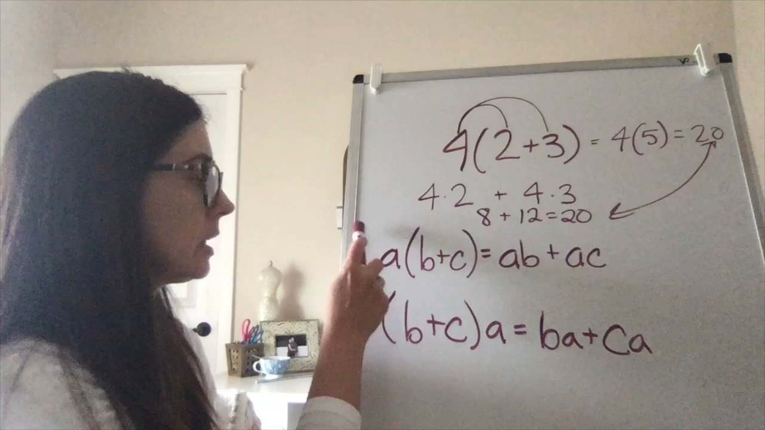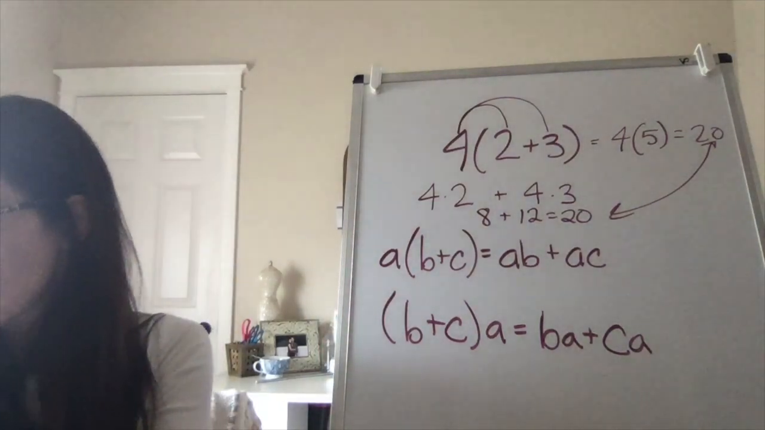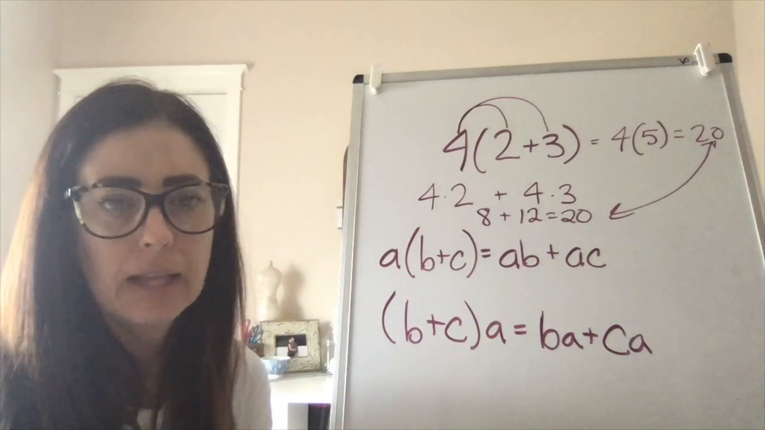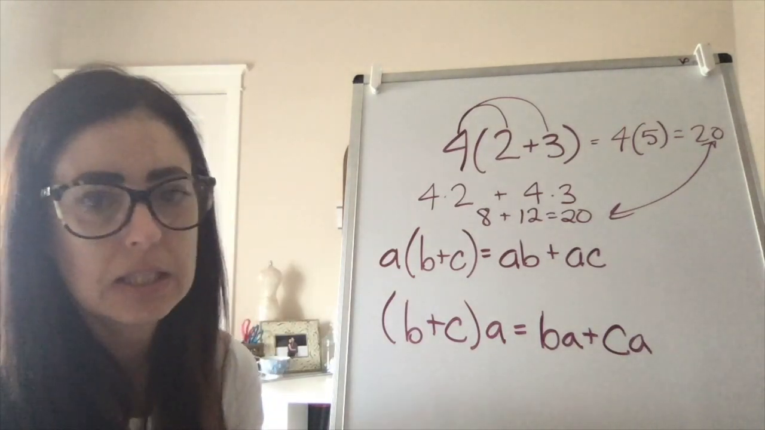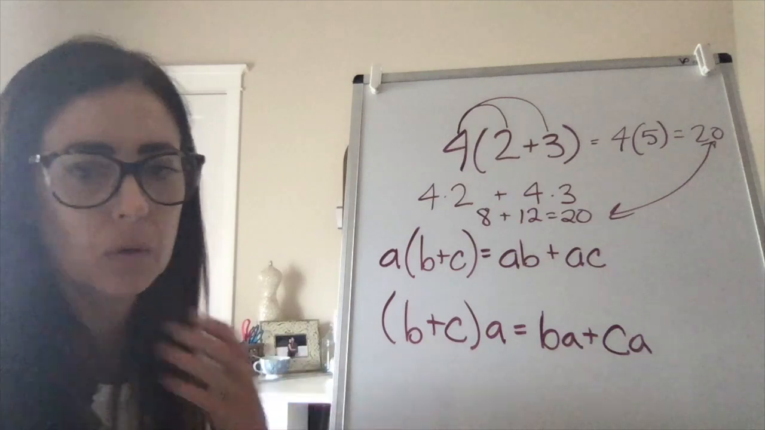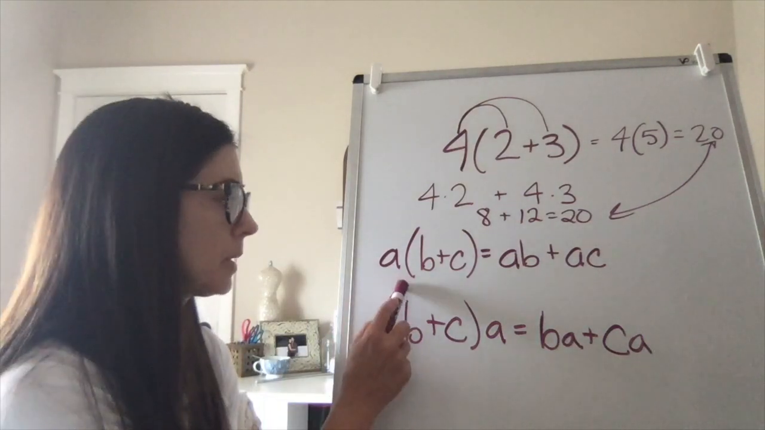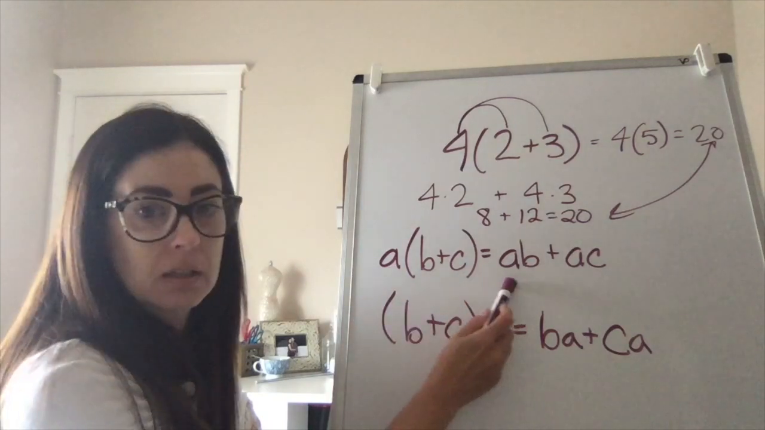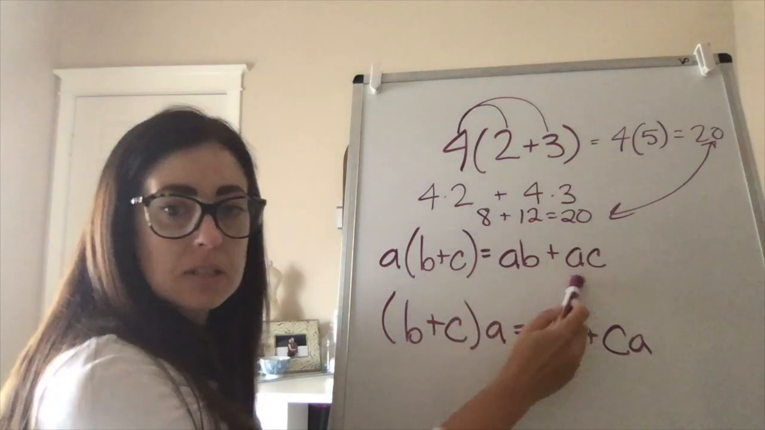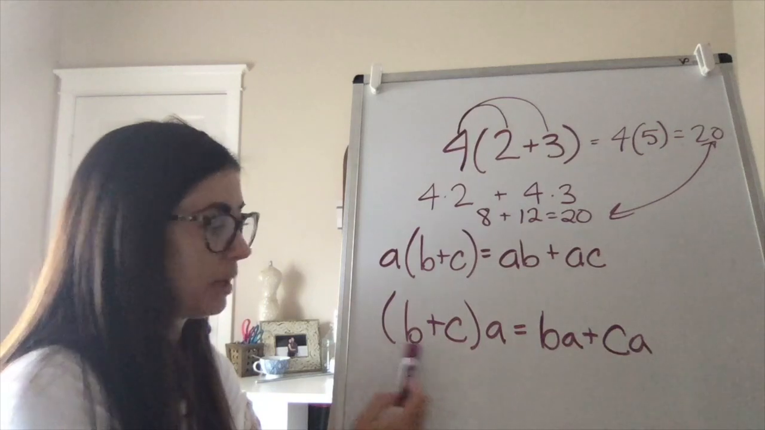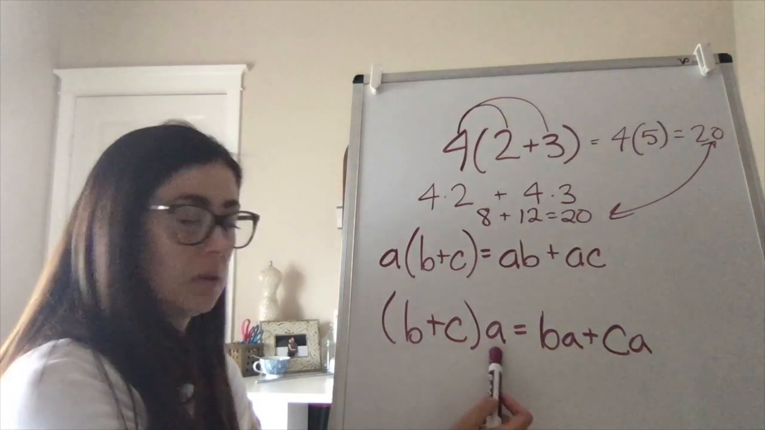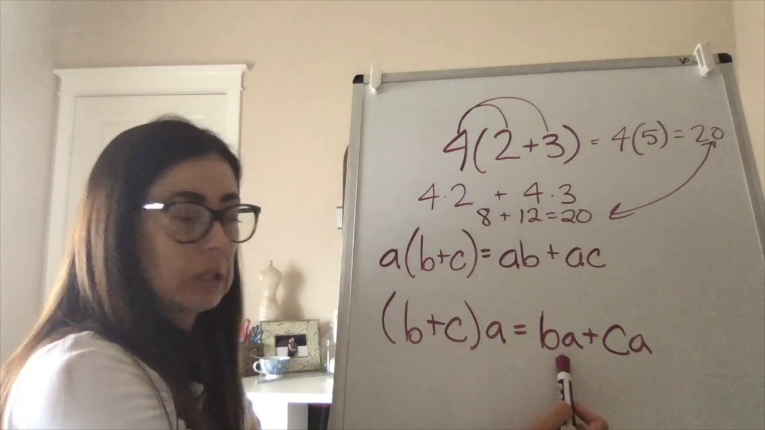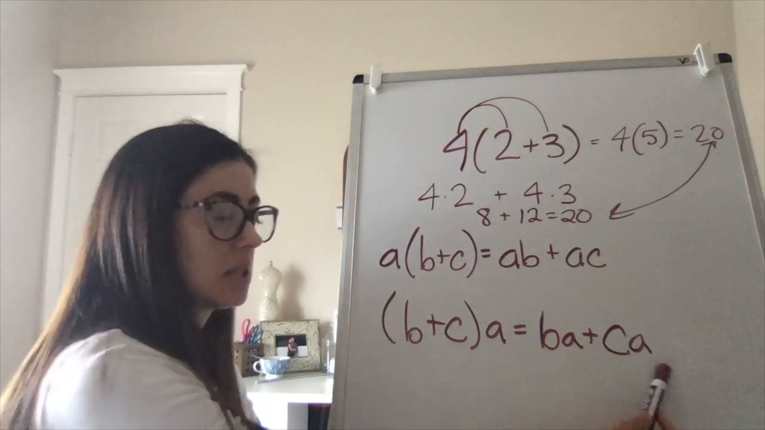So in the little box on page 320 is one of those really confusing letter messes that they try to teach us concepts with, but I just thought I'd go over it really quick. So if we have A parentheses B plus C, it means the same thing as A times B plus A times C. And likewise, if you have B plus C in parentheses with A being multiplied, it means we have BA, meaning B times A plus C times A.